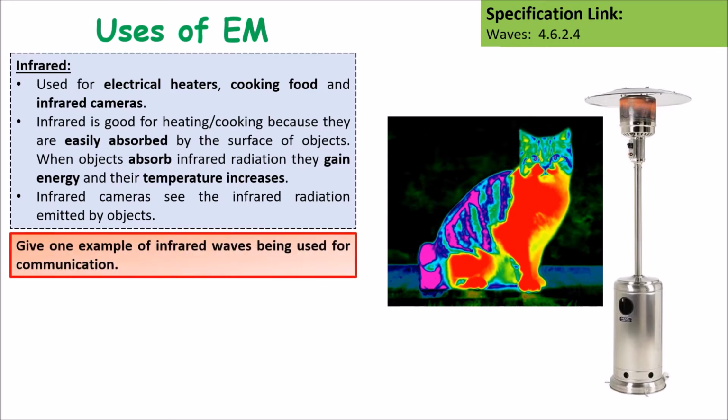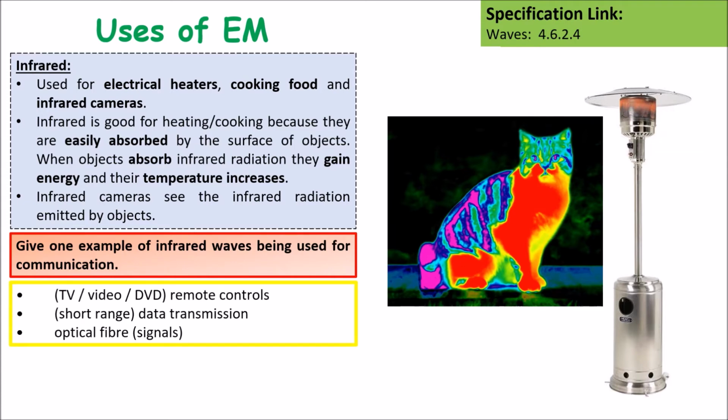So we're looking at one example of infrared rays being used for communication. It's something like TV remotes. They're relatively short range, or they can be used in optical fibers for sending signals.